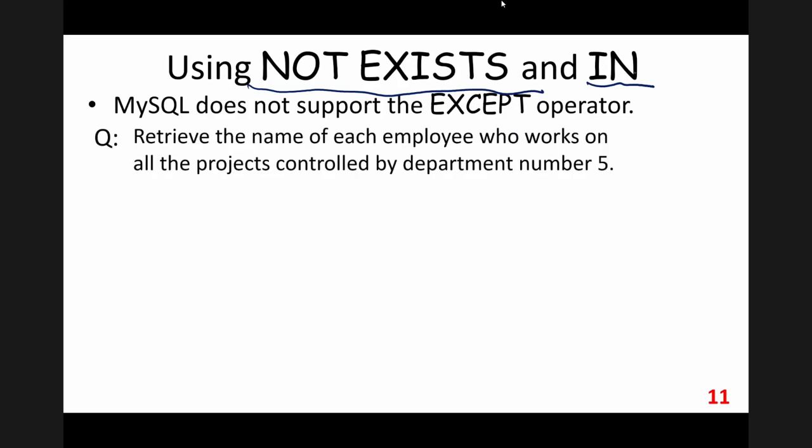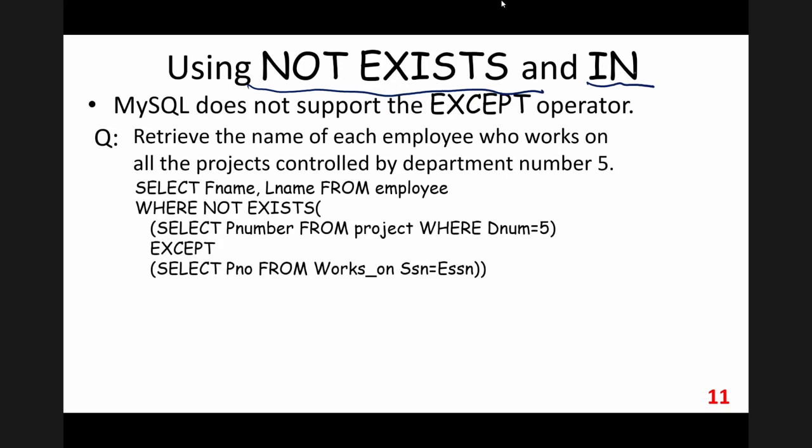All right, so look at this one. Retrieve the name of the employee who works on all projects controlled by, so that's our old one, okay? Our first version. This time, when we write our solution, we try to avoid the except operator. So we assume we cannot use it, because some DBMS do not support the except operator. So you need to find a different way to write it. How do we write it?